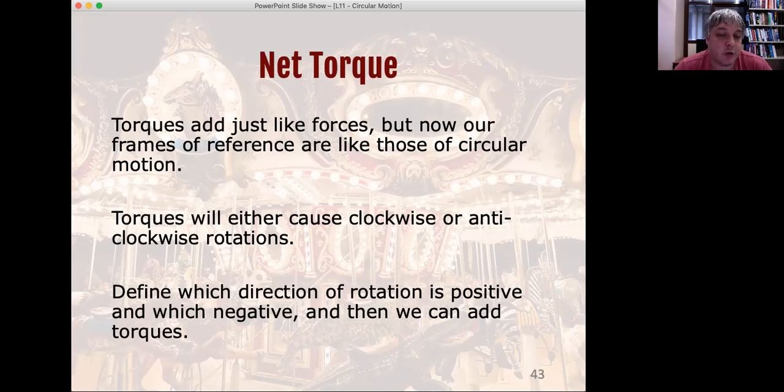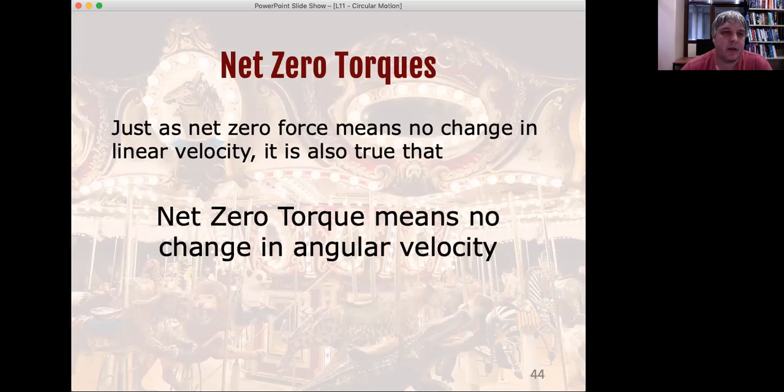You can just choose one, call it positive, the other is negative, and then what you have to do is, again, do the physics. There's no strict rule. I'm not going to write out a set of rules for you to follow. If the force is going to make the object rotate counterclockwise, then you call that whatever you've defined it to be. If it's going to cause it to rotate clockwise, you call that the opposite, whatever you've defined that to be. So that's all torques are. You just add them like forces, and then the net torque will determine the overall resulting rotation of the object.